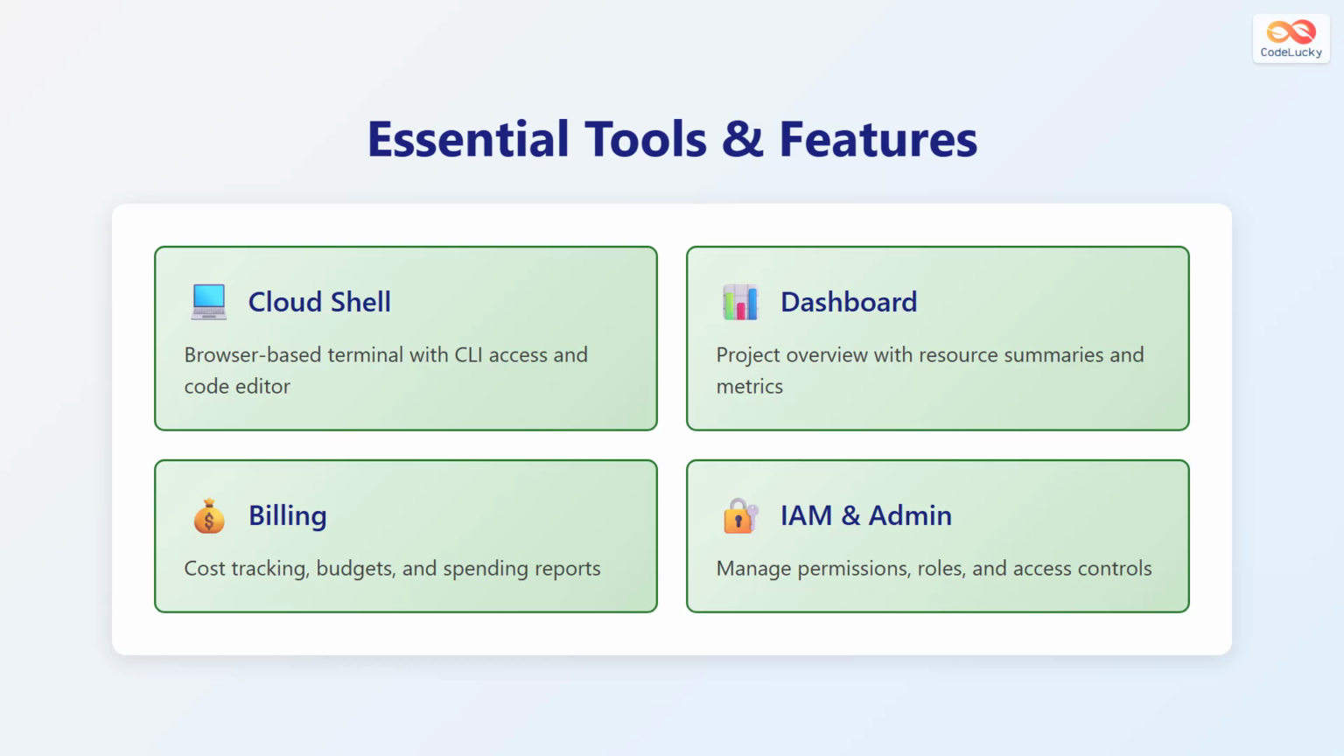The GCP console includes several essential tools that enhance your productivity. Cloud Shell is a browser-based terminal that provides command line interface access along with a built-in code editor. You don't need to install anything on your local machine to use it. The dashboard gives you a project overview with resource summaries and important metrics at a glance. The billing section helps you track costs, set up budgets, and view detailed spending reports. IAM and Admin, which stands for Identity and Access Management, and Admin, allows you to manage permissions, roles, and access controls for your team members and resources.